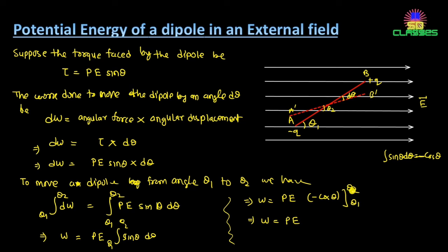So this will be equal to W is equal to pE. First of all, theta 2 will come first, so this will be minus cos theta 2 minus (minus cos theta 1). So this will be W is equal to pE times (minus cos theta 2 plus cos theta 1). Now let me show this. So at the end we have got W is equal to pE (cos theta 1 minus cos theta 2).